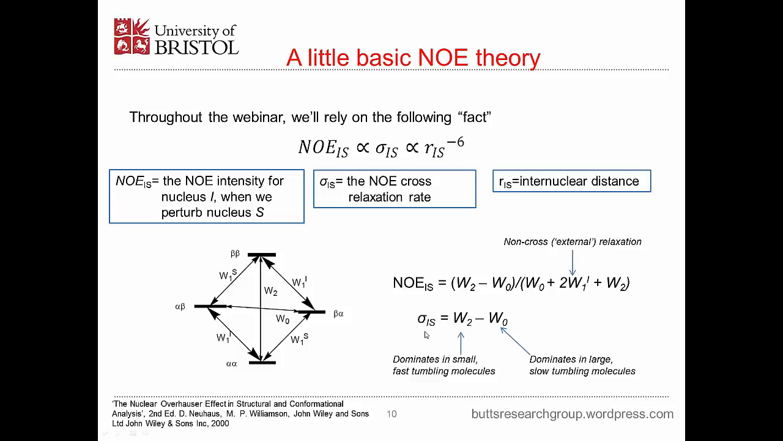The nice thing about cross-relaxation rates is that W2, the double quantum transition, dominates for small molecules. So for what we're going to be talking about today, pretty much we can ignore W0. It's not entirely true, but you can get away with it, hopefully, as you'll see. And that for large, slow-tumbling molecules, proteins and whatever, it's W0 that dominates and W2 has very little to do with anything.